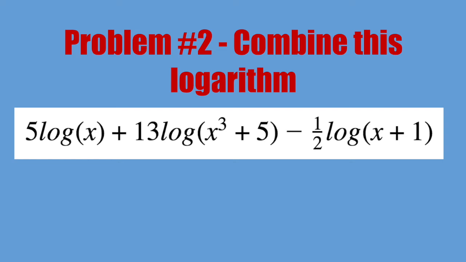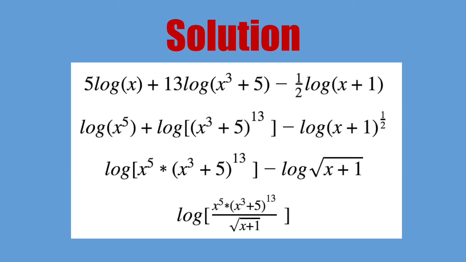So we have 5 log x plus 13 log(x³ + 5) minus 1/2 log(x + 1). Since we're trying to combine it, we're bringing this multiple log expression and putting it into one simple expression. First off, we're going to use the power rule. So we're going to put the 5 and 13 up as exponents.